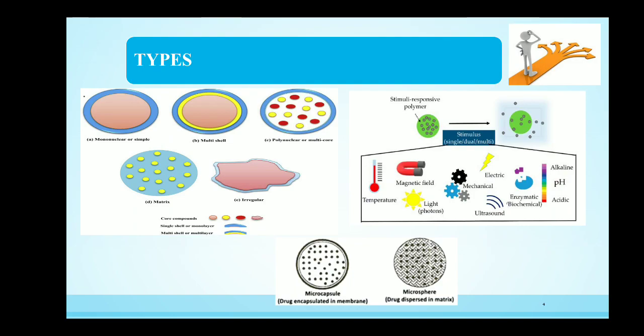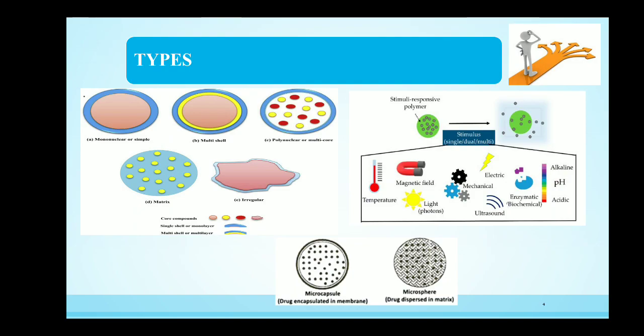Moving on to the different types of microcapsules or microspheres. Here, coming to the structure of microcapsule, the core material is encapsulated in a coating material. In microcapsule, the drug is encapsulated in a membrane, whereas in microsphere, which is a spherical free-flowing particle, the entrapped substance, that is a drug, is dispersed throughout the matrix.